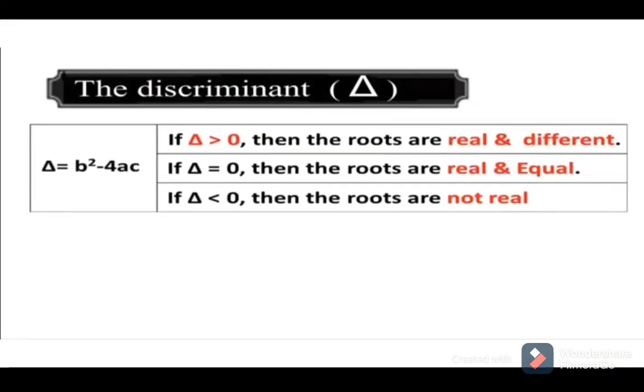If delta is greater than 0, then the roots are real and different, or you can say unequal. When delta is equal to 0, then the roots are real and equal. And if delta is less than 0, then the roots are not real.